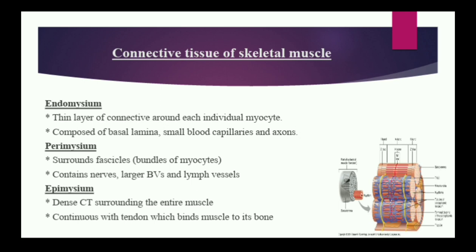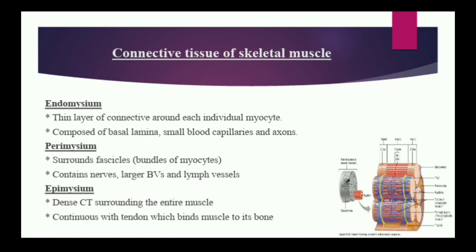Connective tissue of skeletal muscles. There are three types: endomysium, perimysium, and epimysium. Endomysium, thin layer of connective tissue around each individual myocyte, composed of basal lamina, small blood capillaries, and axons.